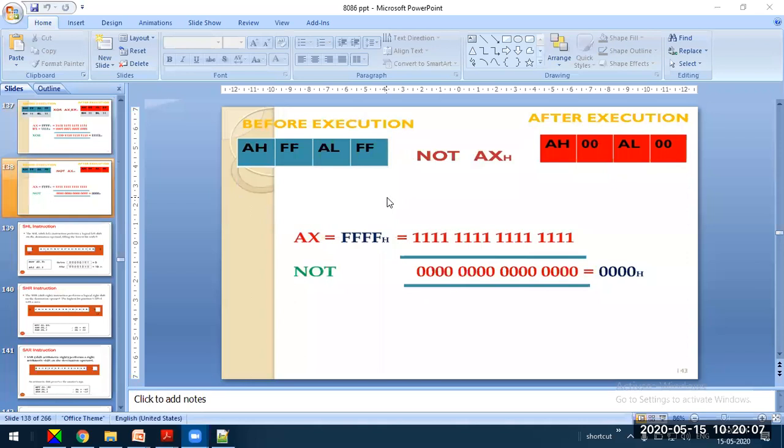What is the NOT operation? Complement operation. The NOT operation corresponds to one's complement, that is, convert ones to zeros and zeros to ones. In this case, we can use the AX register to contain the data, and the result is stored back to AX. We can deal with either 8-bit or 16-bit data. If it is 8-bit data, we use the AL register, the lower byte of the AX register. If it is 16-bit data, we use the AX register.